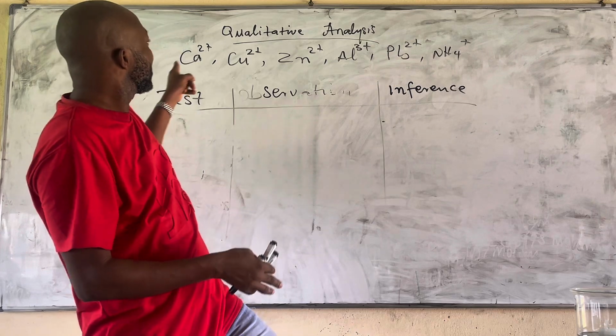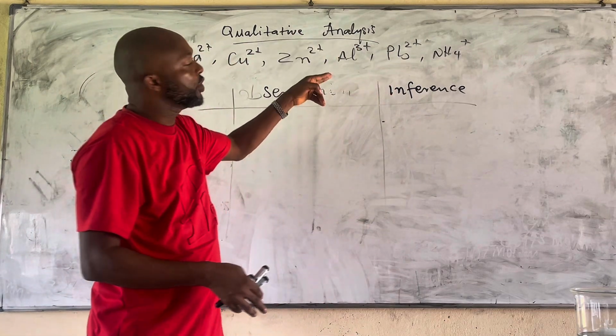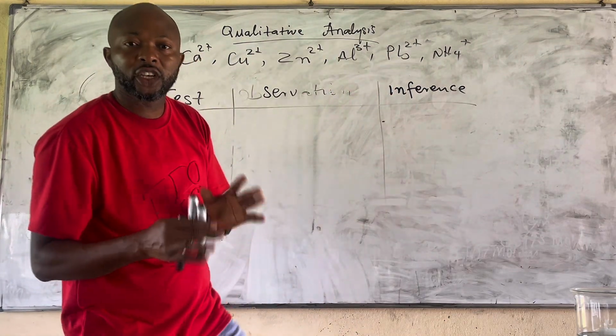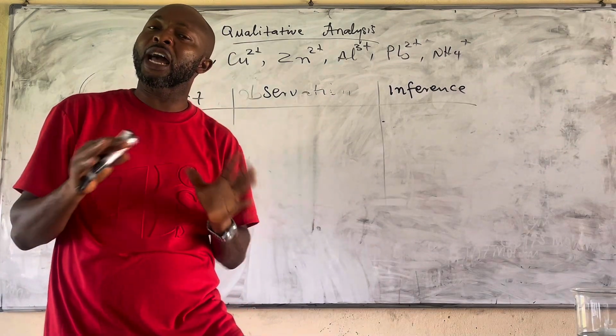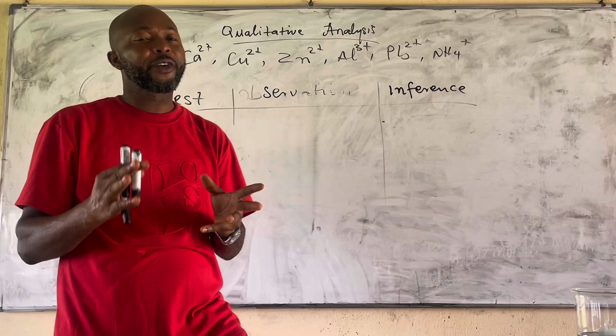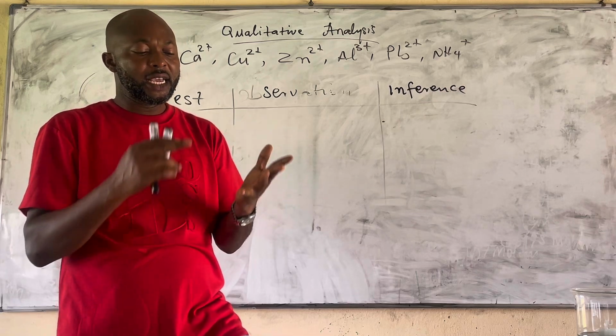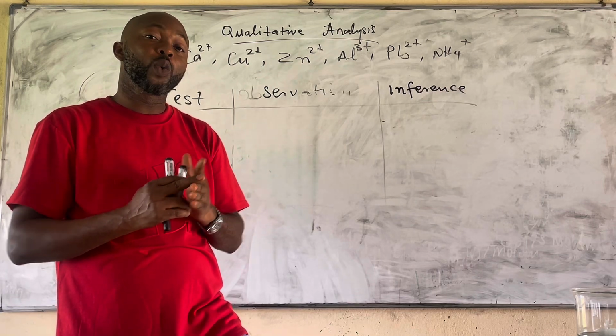But lead and aluminium will give us a white gelatinous precipitate in drops, which is insoluble in excess ammonia solution. You see the difference? When we use sodium hydroxide, zinc, lead, and aluminium were soluble.